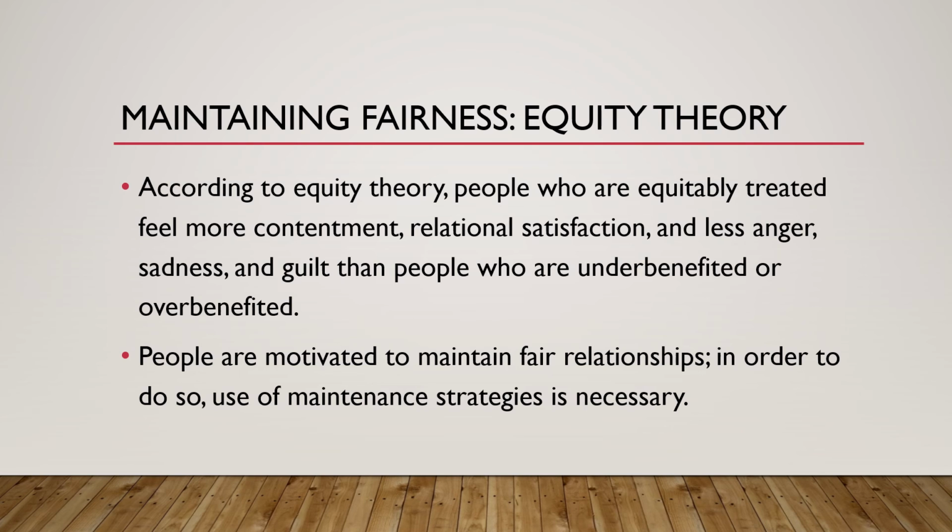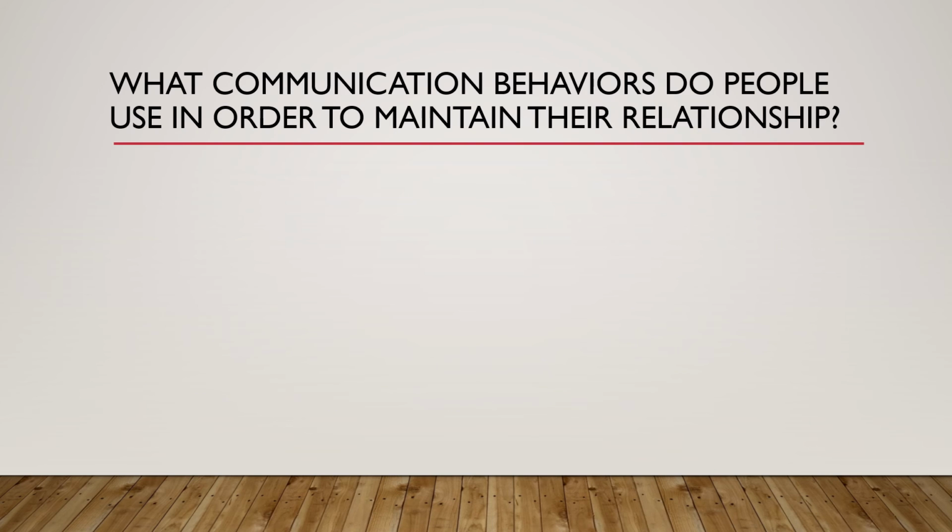In this case, we might feel guilty. We might feel smothered. We might end the relationship, or we might find ways that we can balance it out and get back that level of balance. And so according to this theory, when the work is distributed equitably, we are motivated to maintain these fair relationships. And in order to do so, we must engage in a variety of relational maintenance strategies. And that is the last thing that we are going to talk about today.